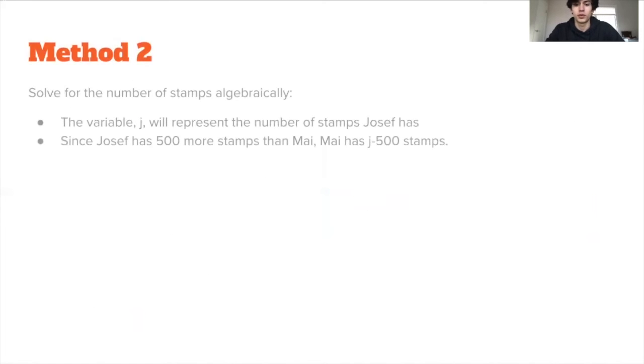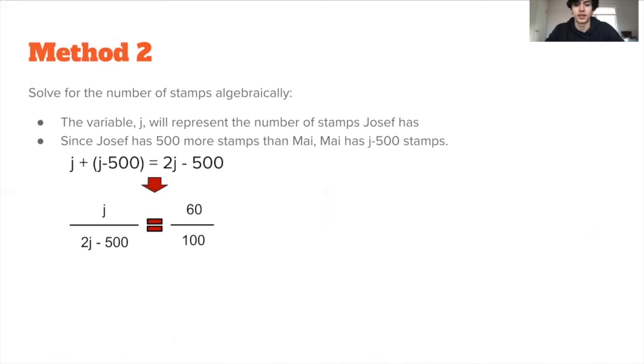Another way to solve this is the algebraic method, where we use equations to find our answer. This question is asking us how many stamps Joseph received. To find this number, we can set up a couple of equations using a variable. Let's use the variable j to represent the number of stamps Joseph has. Joseph has 500 more stamps than May, so May has j minus 500 stamps, or the amount of stamps Joseph has minus 500.